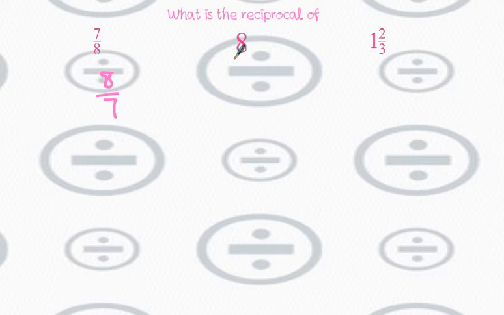Whole numbers are a little different. You have 8 over 1. When it's a whole number, you always put it over 1. So the reciprocal then, in this case, isn't 8 over 1. The reciprocal is 1/8.